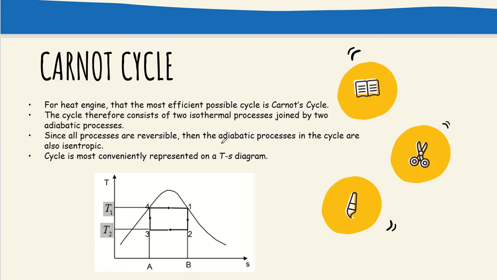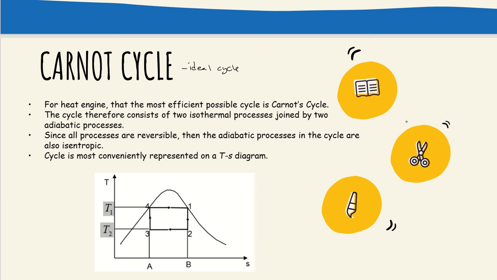Next is for the power cycle. We have two cycles that we will discuss. The first one is Carnot cycle. So for the heat engine, the most efficient possible is Carnot cycle. Actually, Carnot cycle is an ideal cycle. Okay, the cycle consists of two isothermal process joined by two adiabatic process.